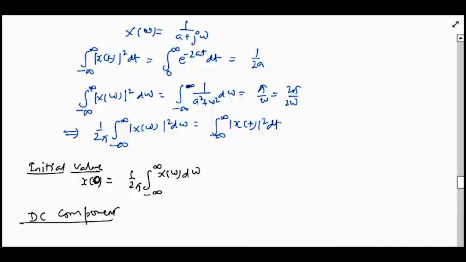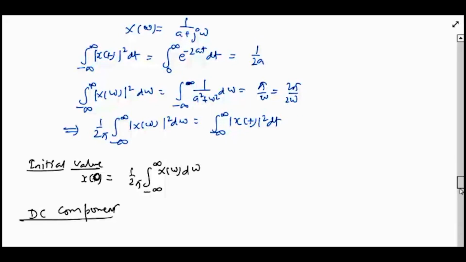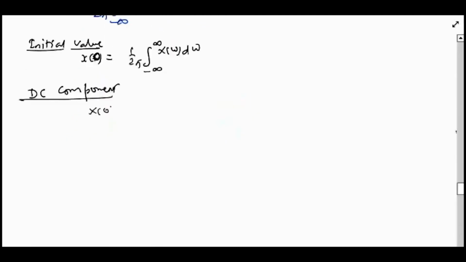Namely, I get capital X(0) to be equal to the integral from minus infinity to infinity of x(t) dt. See the right hand side, it's akin to the average of the time domain signal. Okay. Next property is the multiplication property.